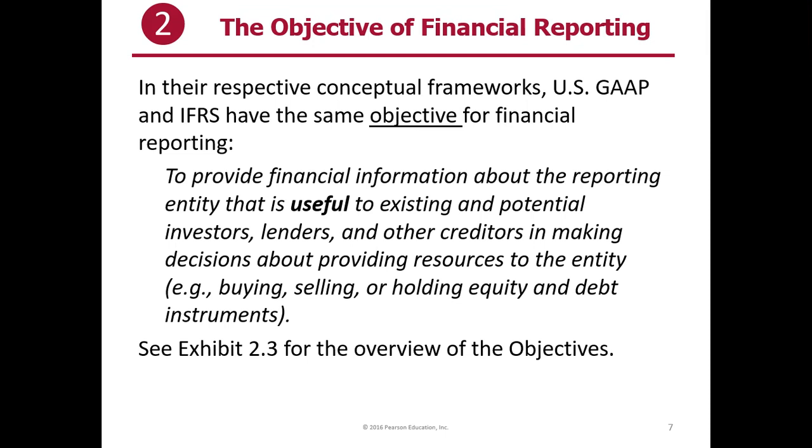Third are the creditors, other creditors. Other creditors are those external people, other than banks, who give you money as loans. So this financial information helps in making decisions about providing resources to the entity, buying, selling, holding equity, debt instruments, etc. We will not touch the equity or debt instruments right here. That will come later. If you want to learn about this now, you can always go and find out on Google, and if you have any doubt, you can ask me outside the class in the group.